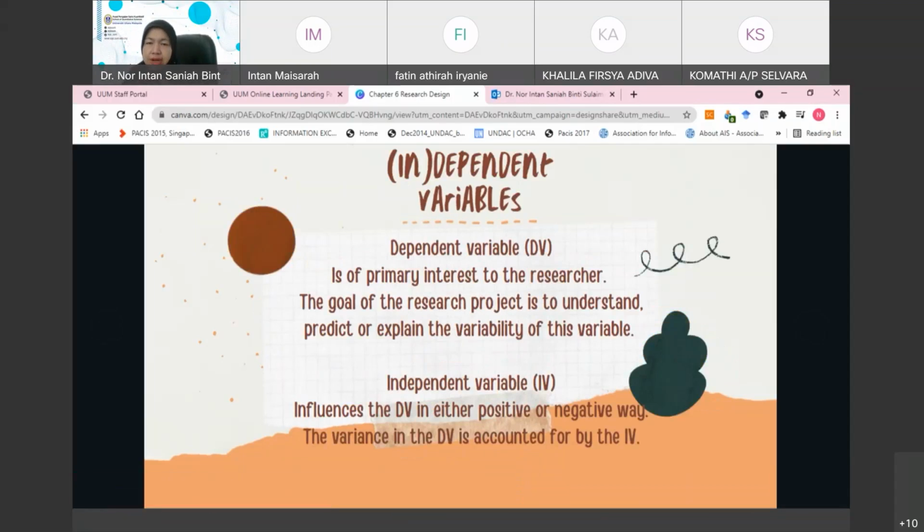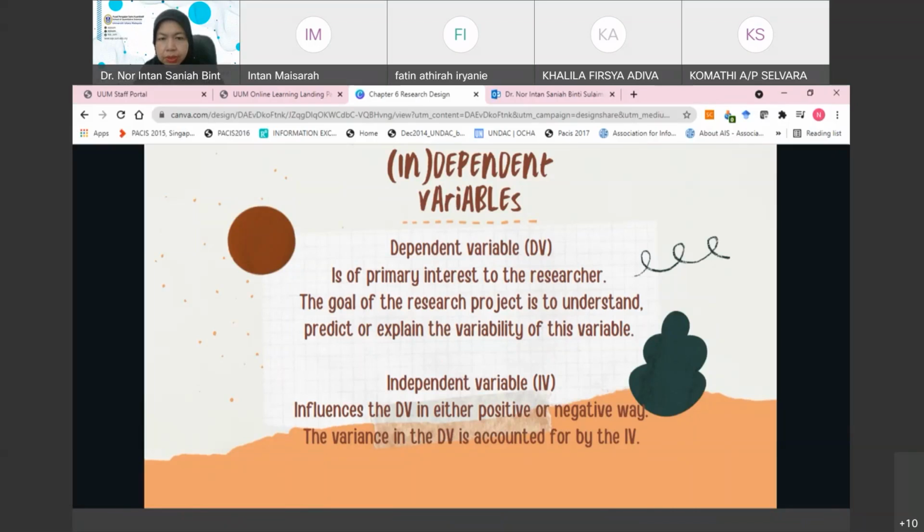Okay, so we understand that the dependent variable is normally the primary interest, the main thing lah. Which also means that the goal of the research is to understand or predict or explain the variability of this variable. Okay, meanwhile the independent variable influences the dependent variable, either in a positive or negative way. Okay, so the variance in the dependent variable is normally accounted for by the independent variable. Variance pelbagaian lah, maksud dia the level of the dependent variable itself.